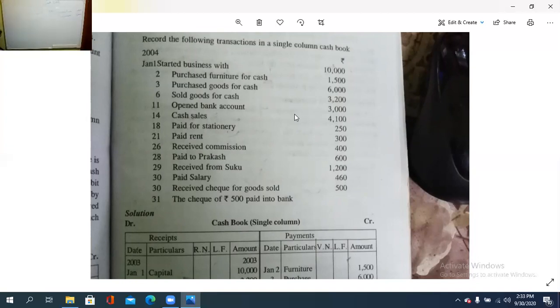So cash account debtor to sales. Sales. How much is the amount? 3,200. Then opened a bank account.